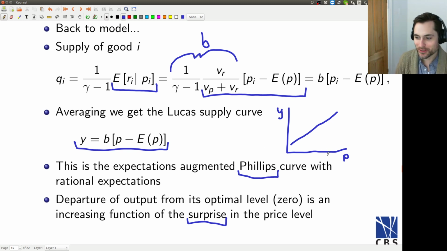So why is this a Phillips curve? Here's inflation, P is inflation. And y here is something that looks like employment, because the production function of this economy is just L. So when y is higher, L is higher, so there's more labor in the economy. So you could think of this as a Phillips curve relating price level or inflation to labor supply or employment. Okay, so that is that.